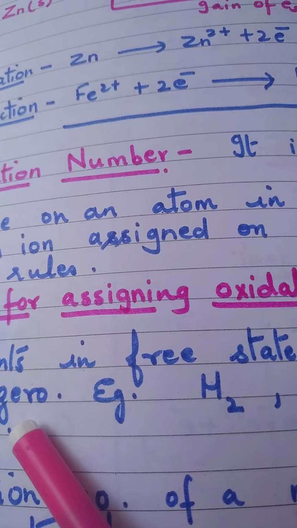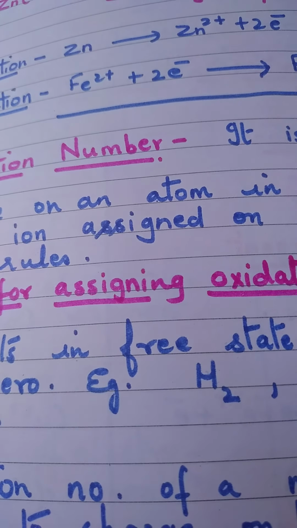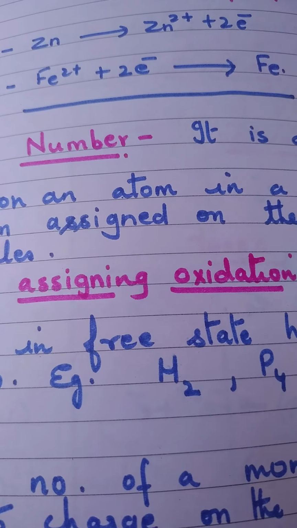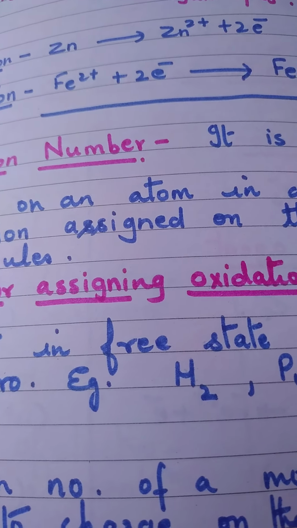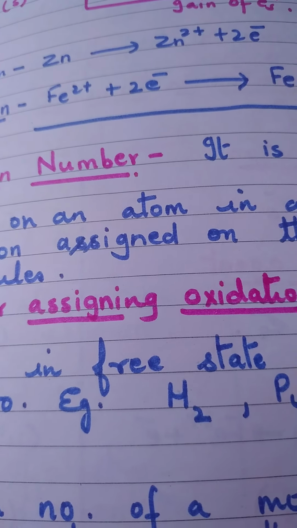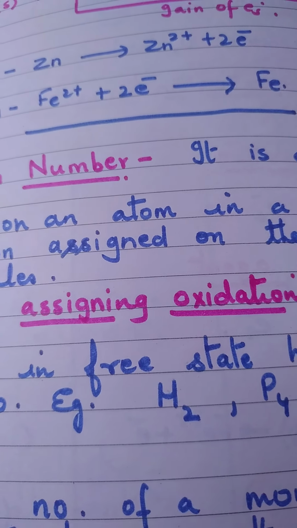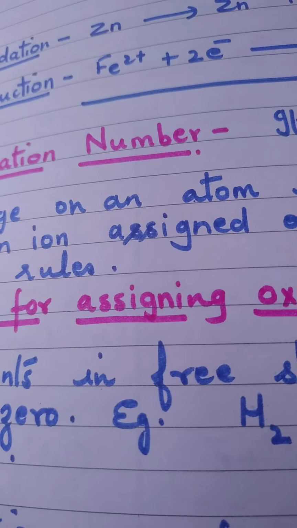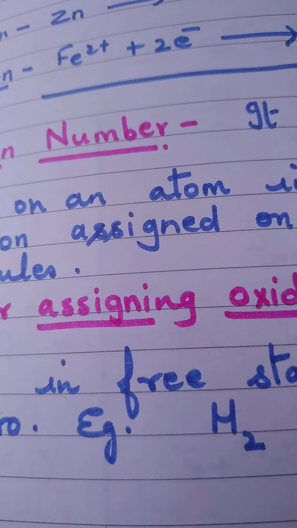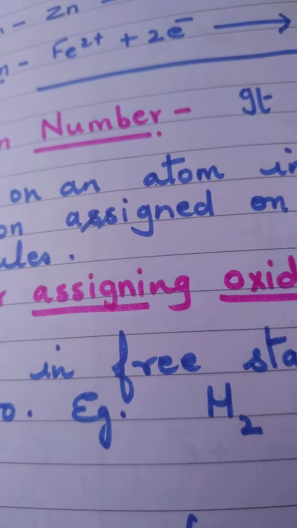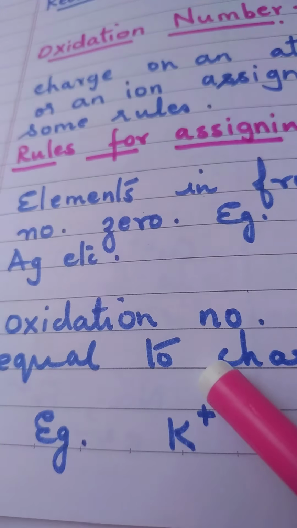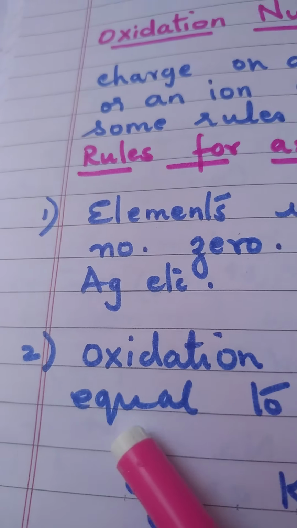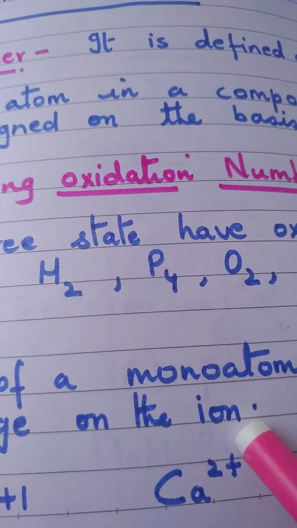What is meant by free state? Free state means uncombined state. That means H2, O2. Here it is a diatomic molecule, but hydrogen is not combining with any other element. If atoms are not combining with any other element, but only with another atom of their own type, then it is said to be free state. And in such molecules, the oxidation number of the element is 0. Second, the oxidation number of a monoatomic ion is equal to the charge on the ion.